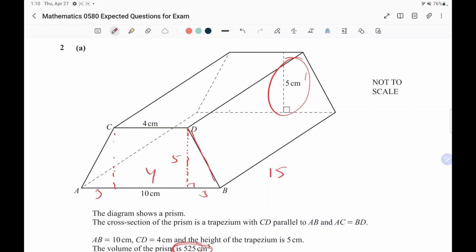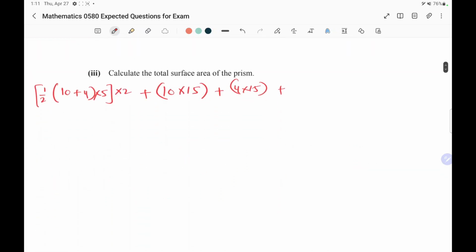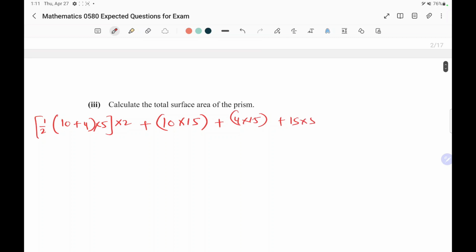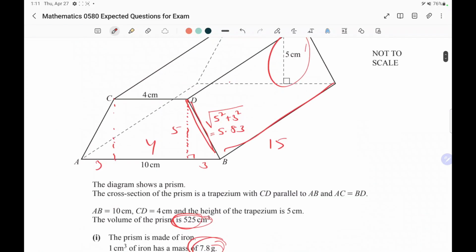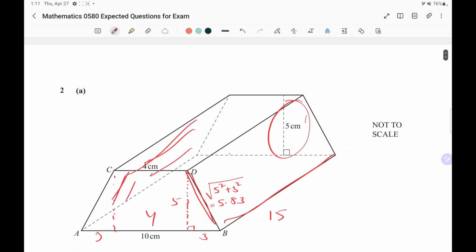So use Pythagoras theorem to get this length BD, which is root of 5 squared plus 3 squared, which is equal to root 34, and in 2 decimal places it is 5.83. Okay, so this length times this length, 15 times 5.83, and this should be multiplied by 2 because this portion will also have the same area.